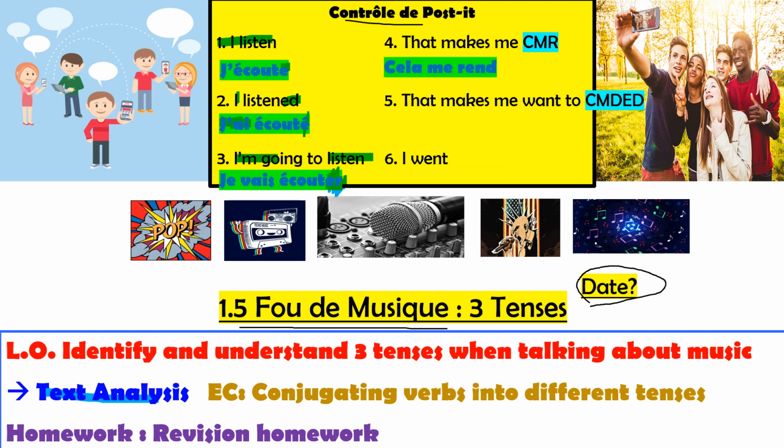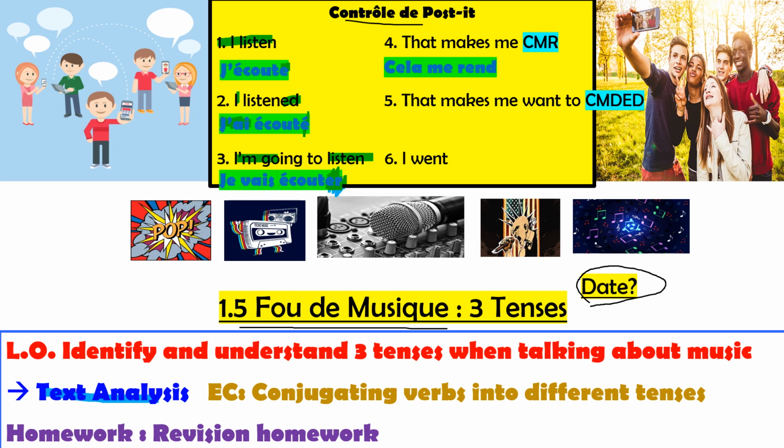Then, numéro 4. That makes me, cela me rend. You use it with an emotion. Remember, we've talked about this for GCSE. It's not just about saying je pense que c'est fantastique or something like that. That is rubbish. Tell me your emotion. Cela me rend content. Cela me rend triste. Cela me rend de bonne humeur. This is what to get a really good mark. Same as numéro 5.